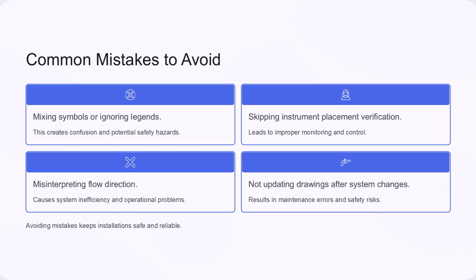Not updating drawings after system changes results in errors and risks. Avoiding these mistakes is critical to maintain safety and reliability. Teams must develop habits of accuracy and discipline when using P&IDs.